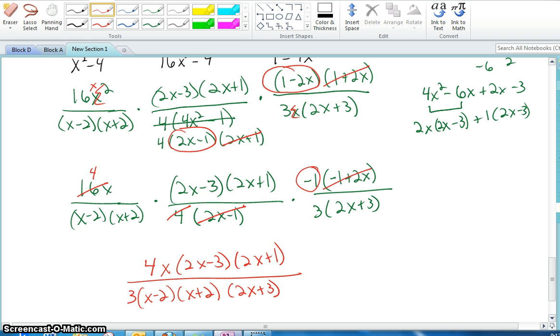Don't forget the numerator has that negative 1. So I'm going to multiply negative 1 times 4 right there. And that's it.